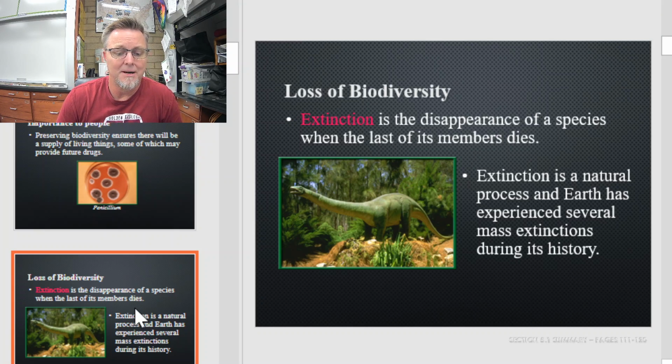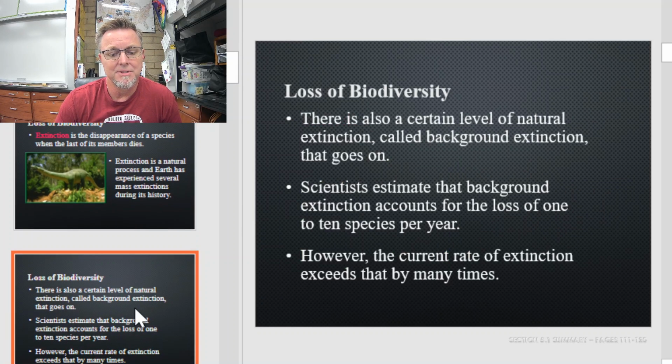It's a natural process. The Earth has experienced several mass extinctions in its history. So, some people say that only 5% of the species that were once on this planet are still here. Now, there's also a certain level of natural extinction called background extinction that goes on. Scientists estimate that background extinction accounts for the loss of 1 to 10 species per year. The current rate of extinction exceeds that by many times over.